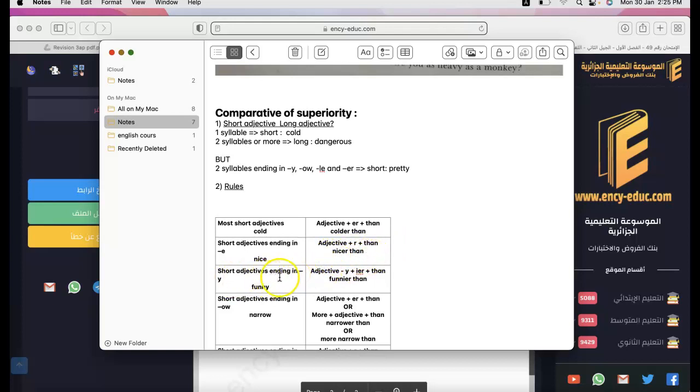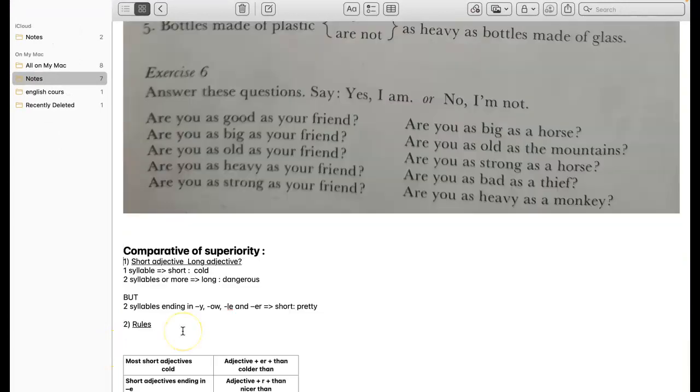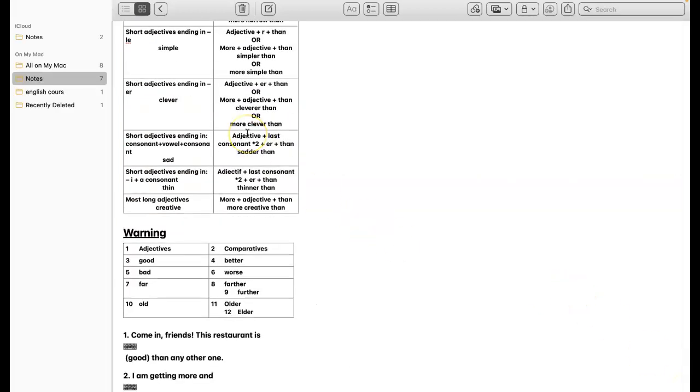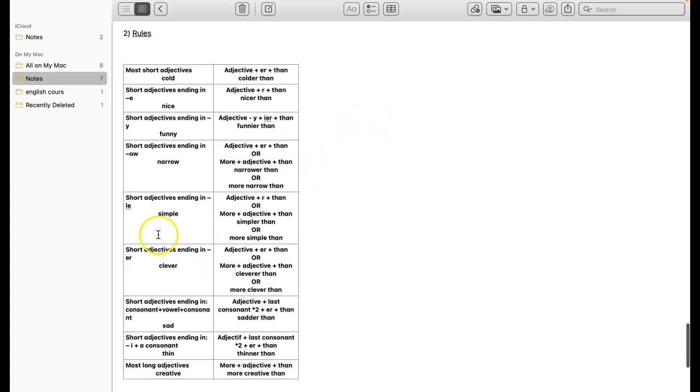For short adjectives ending in y, for example, funny. Alright, we are here, funny. We remove the y and we put instead ier plus than, and funny becomes funnier than.